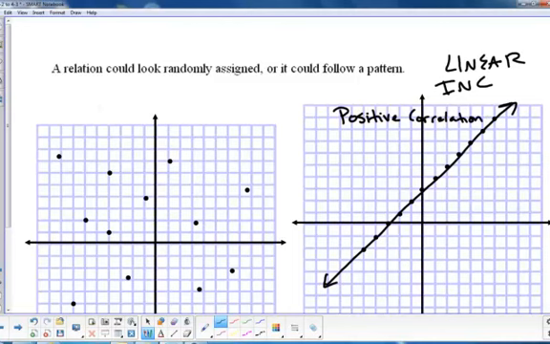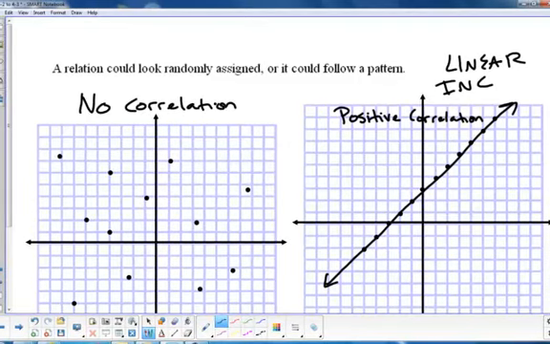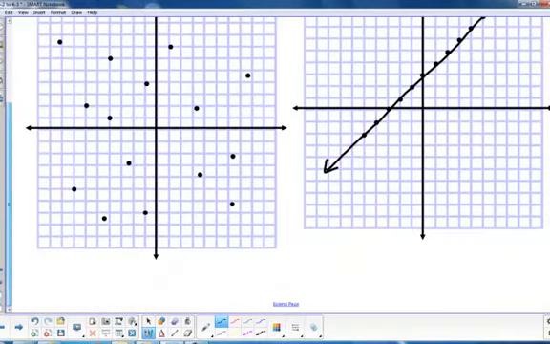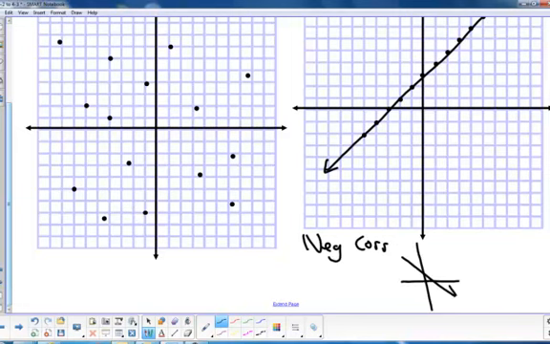This we can say has no correlation. These numbers don't relate to each other. And then there's negative correlation, which is not on here, but negative correlation would be a decreasing slope, something that's going towards the negatives down.